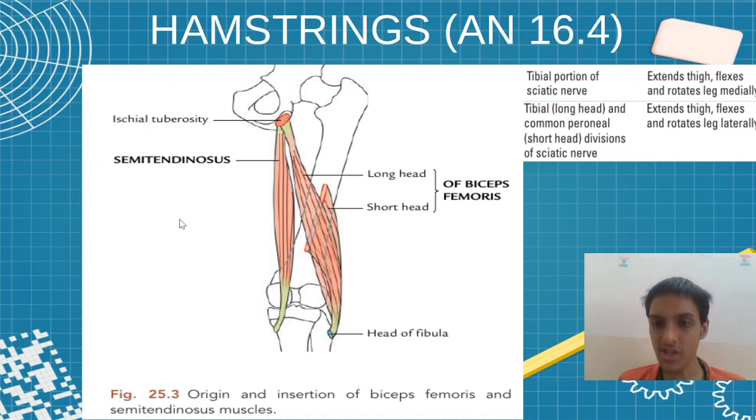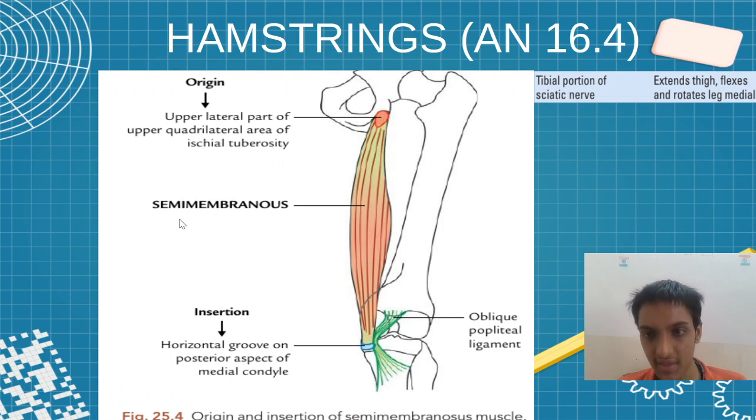And what is the function? Common function is extension of the thigh and flexion of the leg. Just remember this much. Extension of the thigh and flexion of the leg, okay? And we can also find here the clinical significance. Whenever there is a hamstring tear or injury, the person falls forward. Suddenly, when he is walking, there is a sudden hamstring tear, he falls forward.